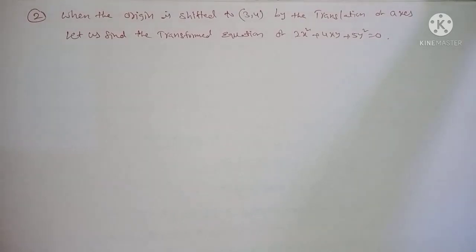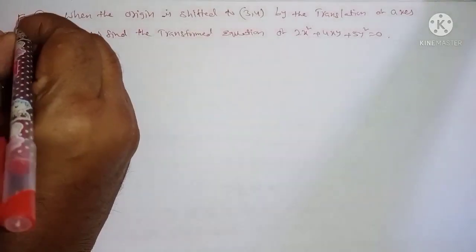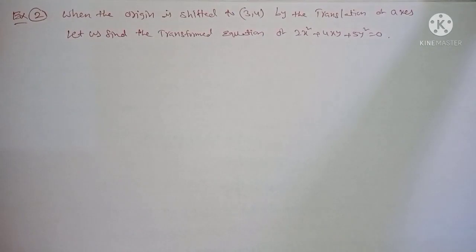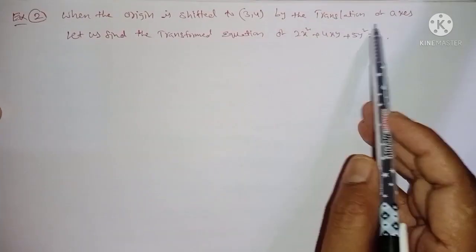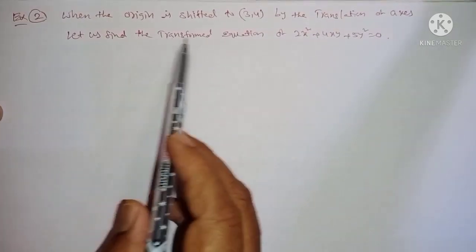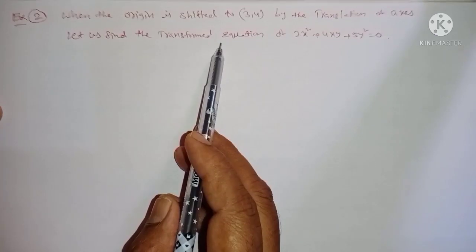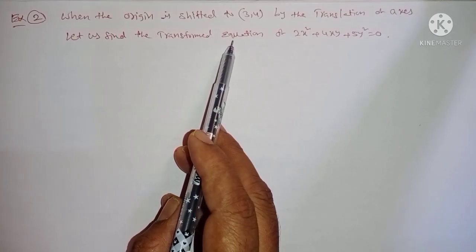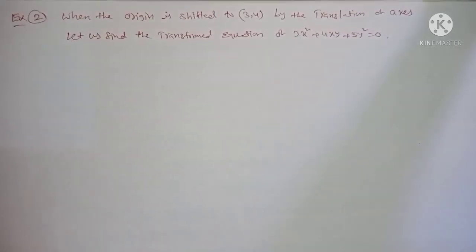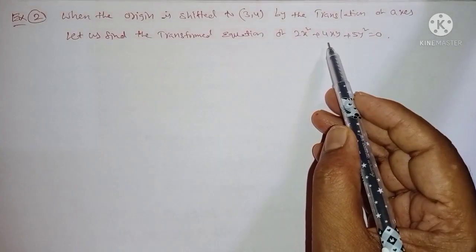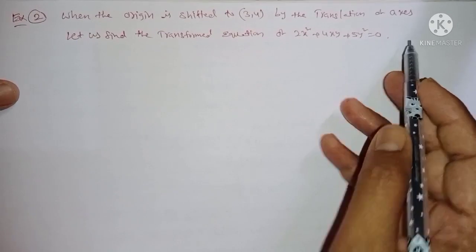Next example, the second example is: when the origin is shifted to (3, 4) by the translation of the axis, let us find the transformation of the equation. You are not asking for the points here. The question is to find the transformed equation of 2x² + 4xy + 5y² = 0.